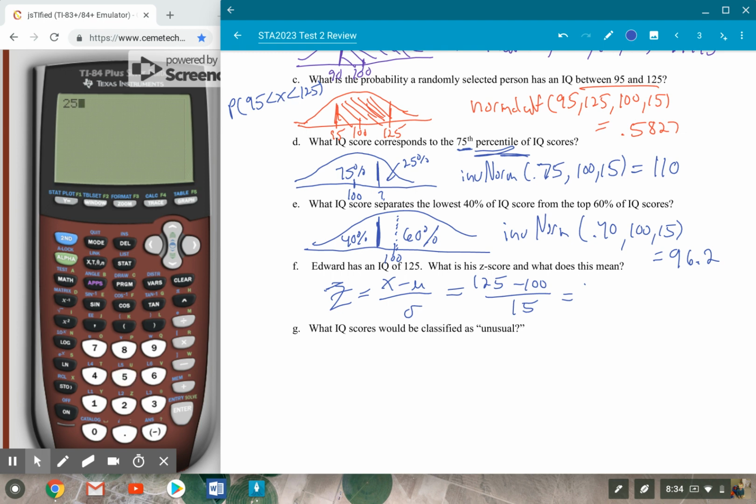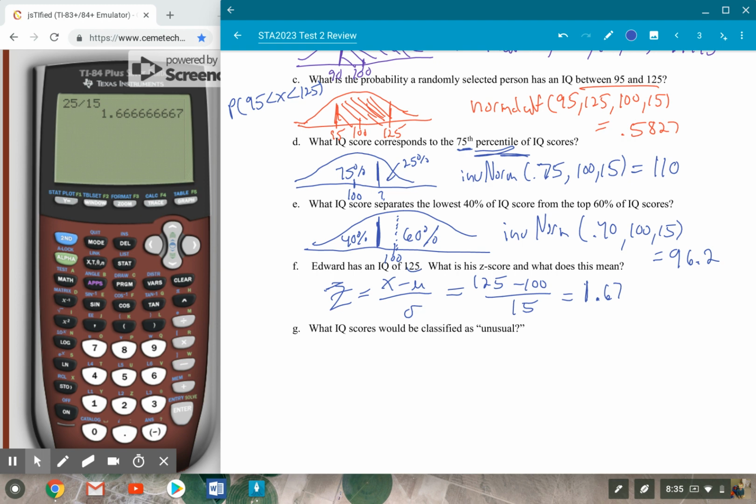So that gives me 1.67. So this means that Edward's IQ is 1.67 standard deviations above the mean. Remember, when your Z-score is positive, it's above the mean. When your Z-score is negative, it's below the mean. 125 is definitely above the mean. It's above the mean by 1.67 standard deviations.